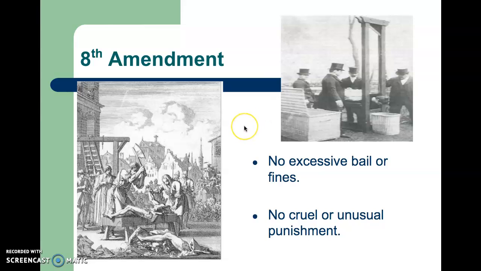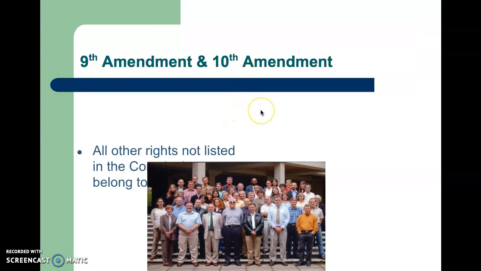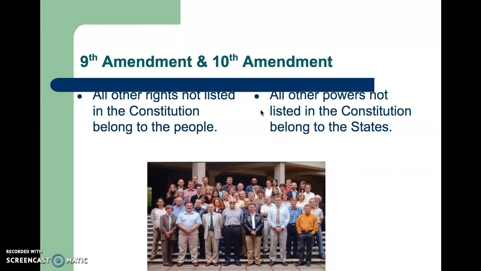And if you get arrested for jaywalking, they can't set your bail to get you out of prison early at like $1 million. That would be excessive. Ninth and 10th Amendments are listed together. All other rights not listed in the Constitution belong to the people. And the 10th Amendment, all other powers not listed in the Constitution belong explicitly or implicitly to the states. So just because it's not verbally listed does not mean that you do not have that right or power.